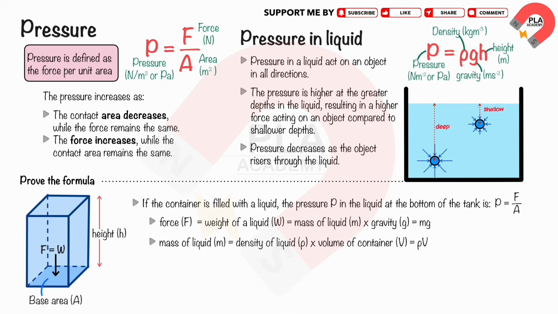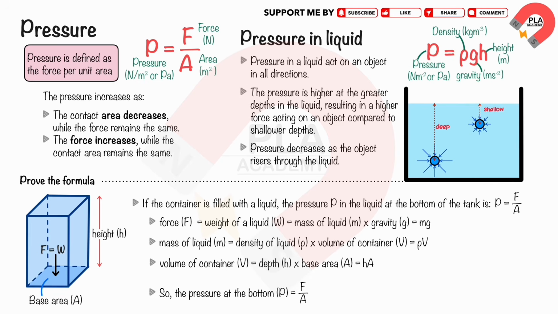The mass of the liquid is the density of the liquid multiplied by the volume of the container. The volume of the container is equal to the depth multiplied by the base area. So, the pressure at the bottom is equal to F over A. By substituting the force F with W equals mg, substituting the mass m with ρV, and substituting the volume V with hA, we can derive the equation P equals ρgh.